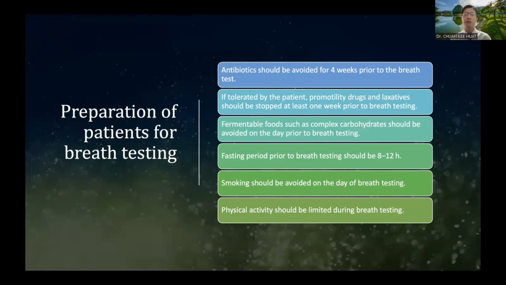The fasting period prior to the breath testing should be 8 to 12 hours. Smoking should be avoided, and physical activity should be limited during the breath testing. This is to avoid unnecessary false positive or false negative results.